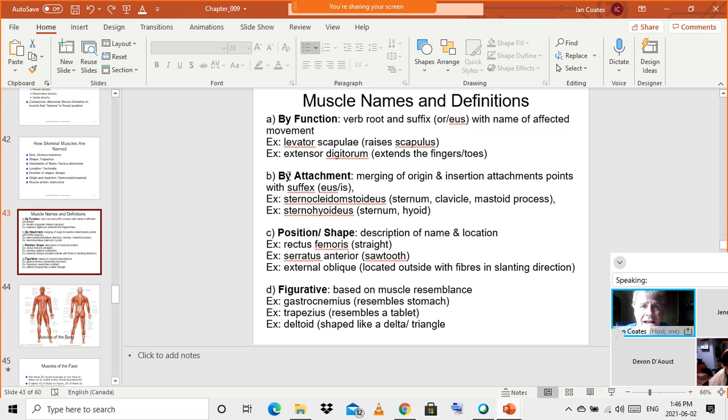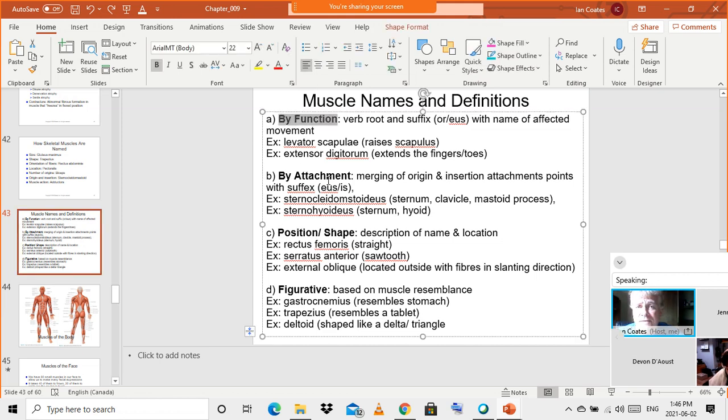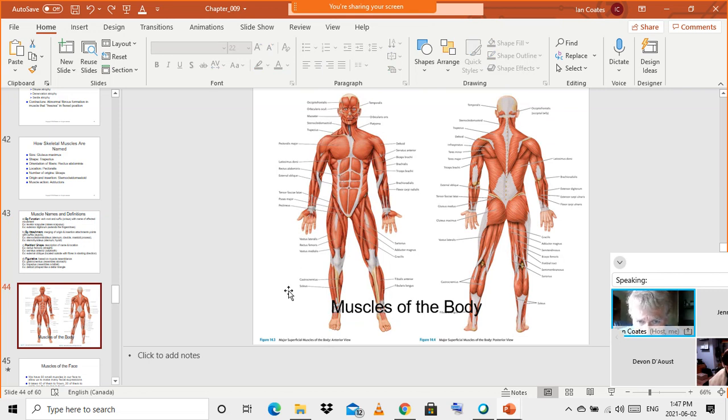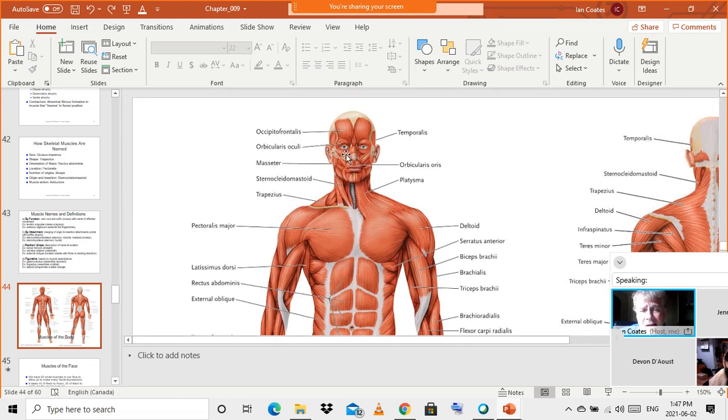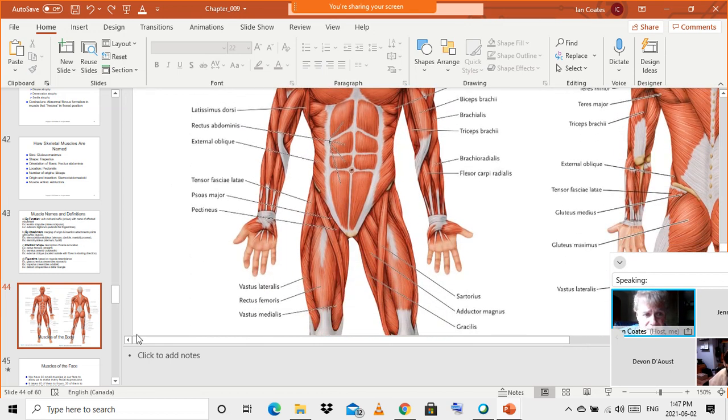So, again, by function, we've got levator scapulae. Anybody know where your scapula is? Back of the shoulder. But we'll get there when we do bones in about 10 or 15 minutes, because we're almost done here. You guys can have a look at these, your rectus femoris. I apologize, you really can't see any of these, but you can blow them all up, and they come up very clear. Again, I'm not looking for you to memorize these, but we'll go through some of them.